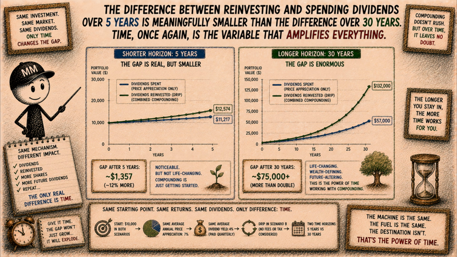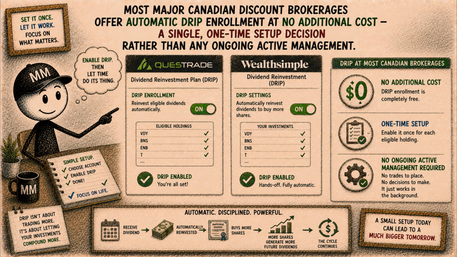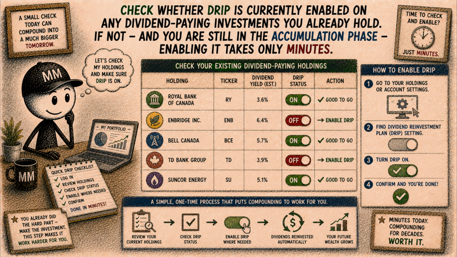The Canadian practical application. Most major Canadian discount brokerages, including Questrade and Wealthsimple, offer automatic DRIP enrollment for eligible dividend-paying stocks and ETFs at no additional cost, meaning enabling this mechanism requires a single, one-time setup decision rather than any ongoing active management. For a Canadian investor pursuing a dividend-focused strategy, particularly during the accumulation phase of their investing life, as distinguished in Segment 2, enabling DRIP is one of the highest leverage, lowest effort decisions available.